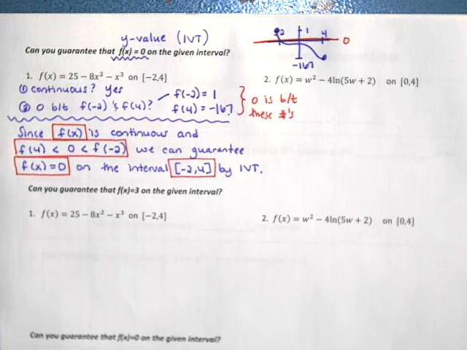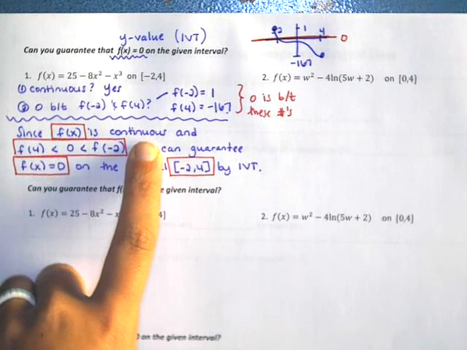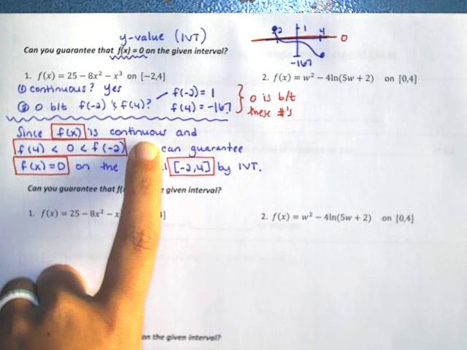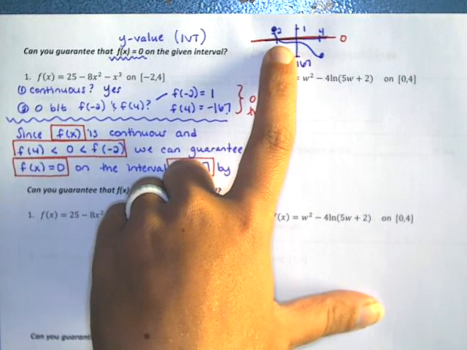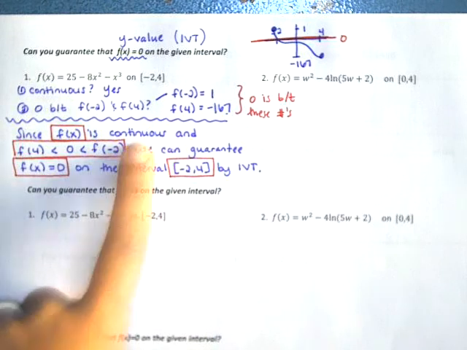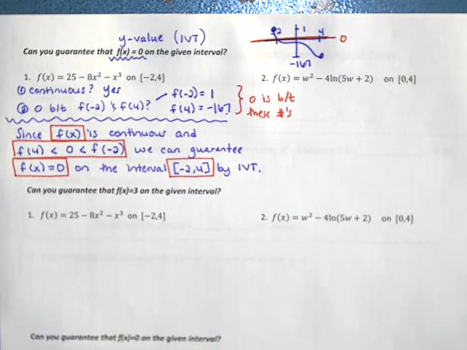If we were not continuous, if there was a jump or an asymptote, then this theorem is broken because we could have just jumped over 0. But since we are continuous, there's no way to get from the top to the bottom without crossing through everything in between. Let's take a look at one more example.